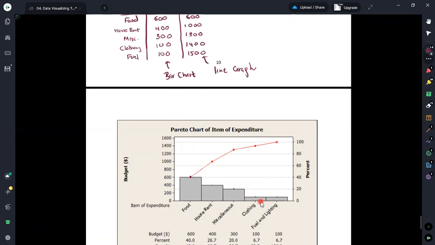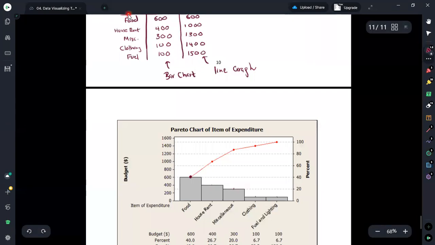When we are marking the points to construct the line graph, the y-axis denotes the frequencies and the cumulative frequencies, and the x-axis is used to denote the categories. Now you have to mark the frequencies. For food, the value is 600, therefore it is exactly on the bar. It is because this is the initial one. Always this initial value is exactly on the bar. Then for the next one, house rent, the value is 1000.